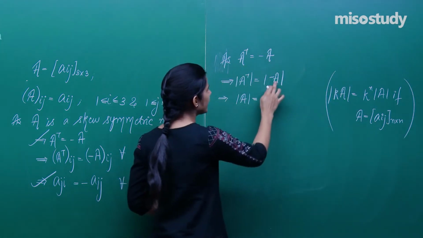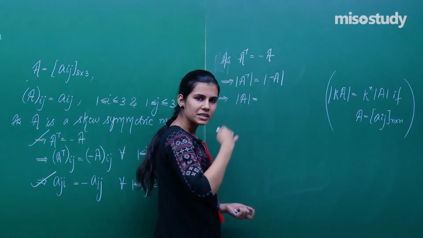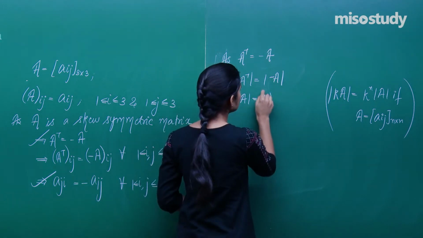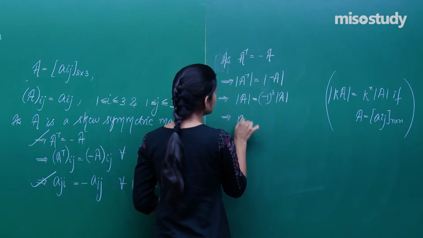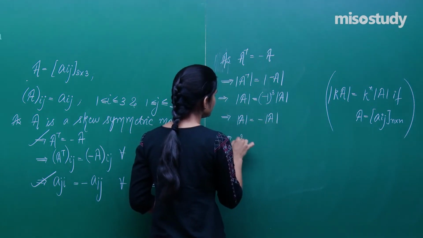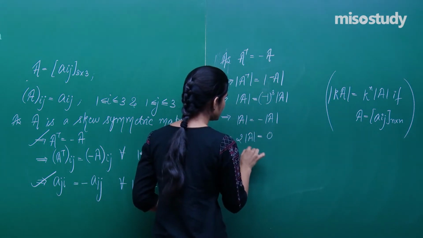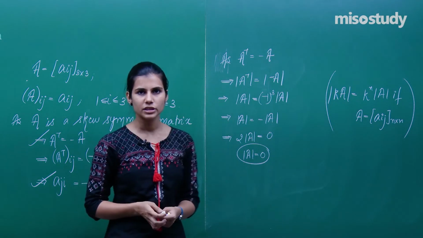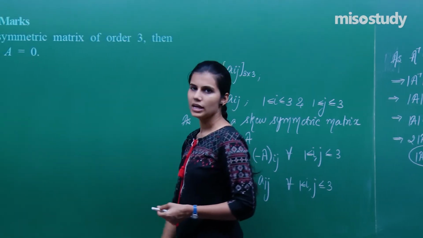So therefore, A is a square matrix of order 3, minus 1 is acting as K, minus 1 will be extracted out from each row, there are 3 rows, so minus 1 to the power 3 times the determinant of A, which means the determinant of A equals minus of the determinant of A, which means the determinant of A plus the determinant of A is 0, so the determinant of A is 0. Hence proved.